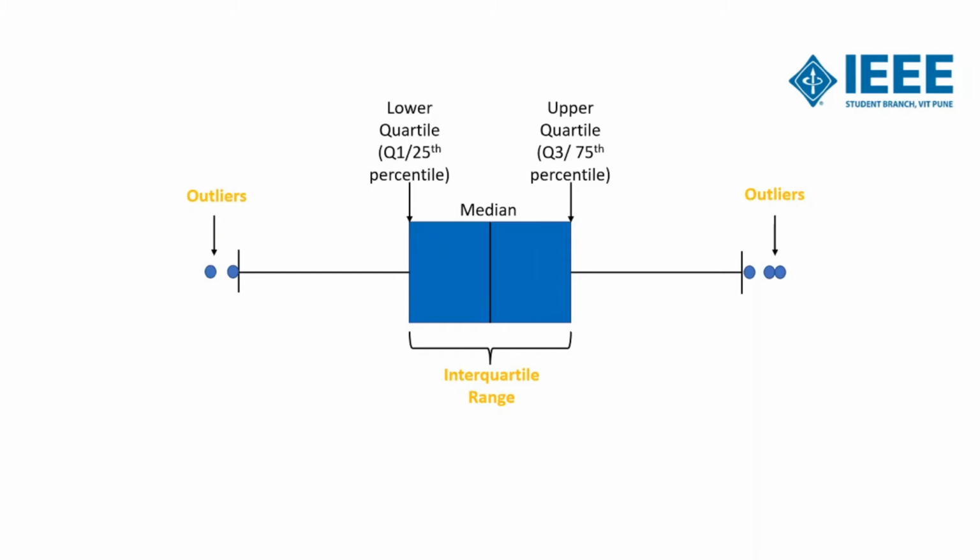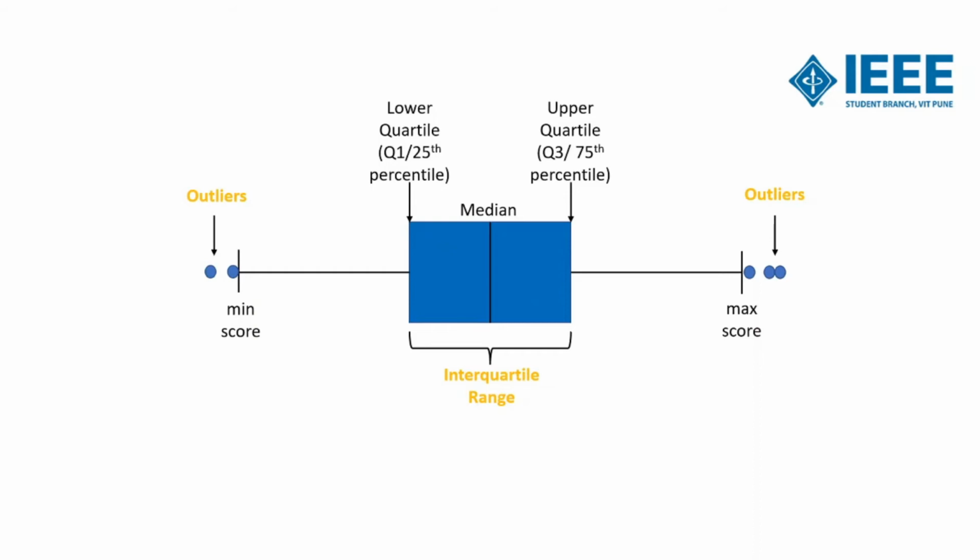On either side of the whiskers of the box plot, we see blue dots which are known as outliers. An outlier is an observation that is numerically distant from the rest of the data. Simply put, a value that is abnormally large or small compared to the rest of the data is known as an outlier. The lowest score in the data set, excluding the outlier, is known as the minimum score. And the highest score in the data set, excluding the outlier, is known as the maximum score.